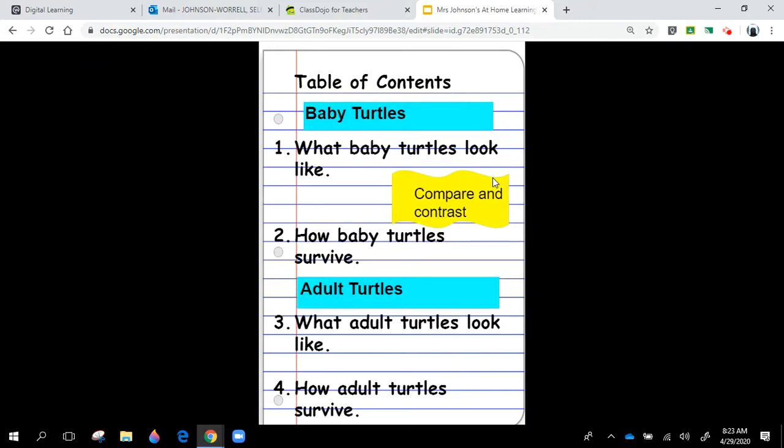Compare and contrast could look like this. We could be talking about baby turtles as compared to adult turtles. So I would have baby turtles and I'd say what baby turtles look like and how baby turtles survive. Then I would say what adult turtles look like to compare it to the baby turtles and how adult turtles survive, which might be the same or it might be something different. So I'm comparing and contrasting baby and adult turtles. Still on my topic about endangered animals, but I'm using different ways to present my information.